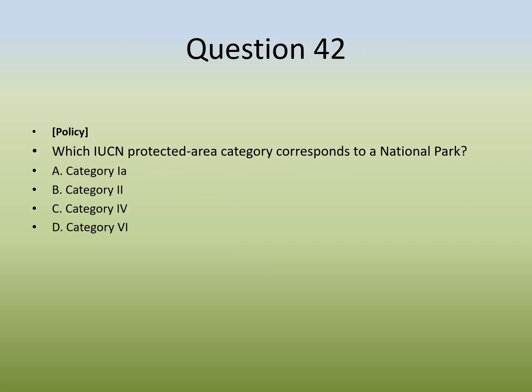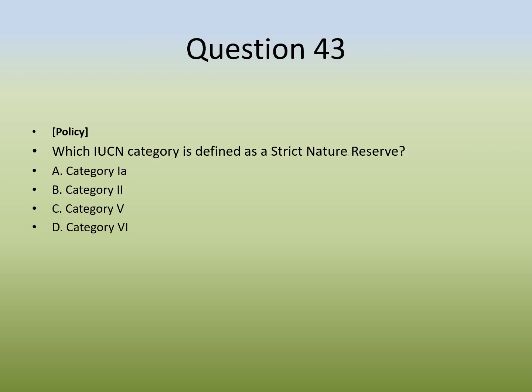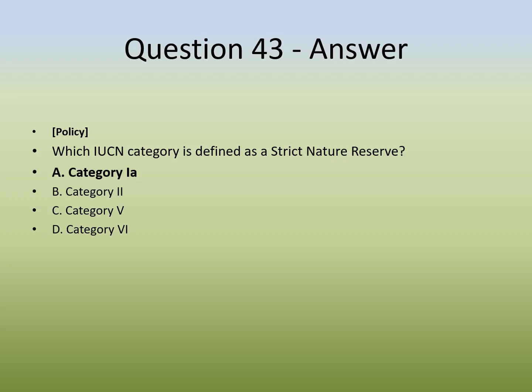Question 42. Which IUCN protected area category corresponds to a national park? Category 1A, Category 2, Category 4, or Category 6? The answer is B. Category 2. Question 43. Which IUCN category is defined as a strict nature reserve? Category 1A, Category 2, Category 5, or Category 6? The answer is Category 1A.